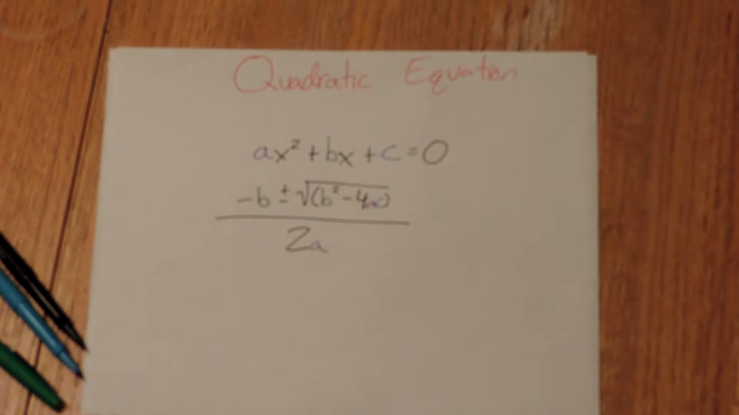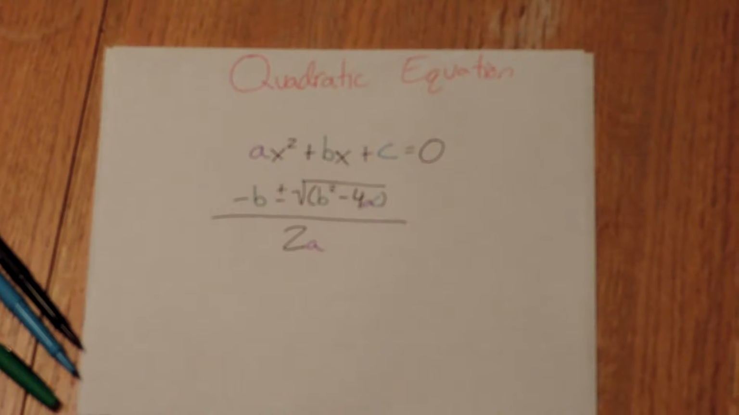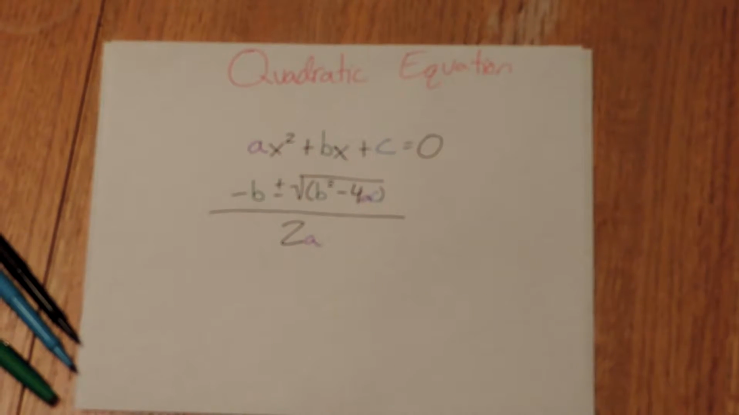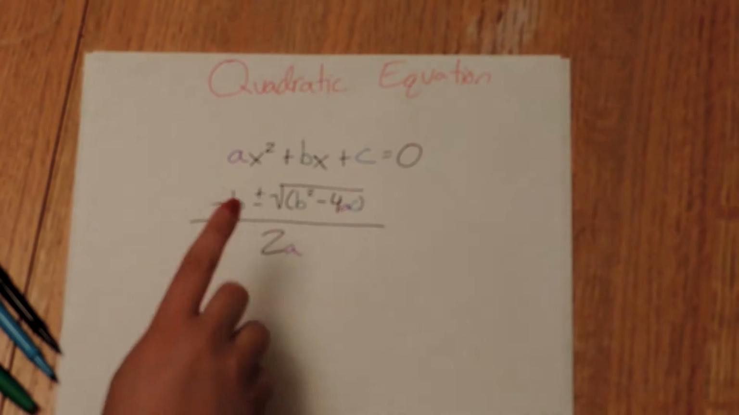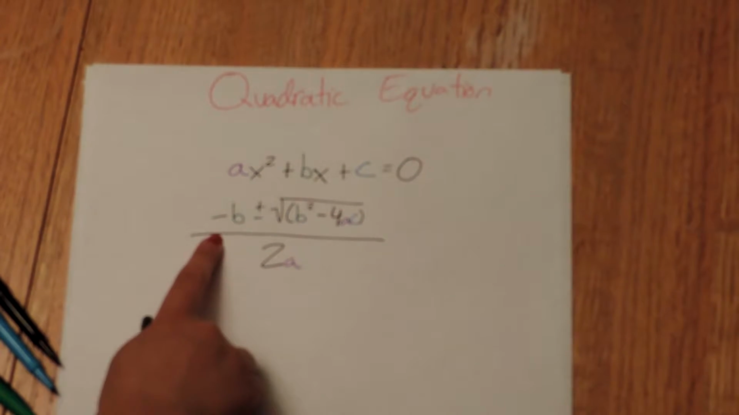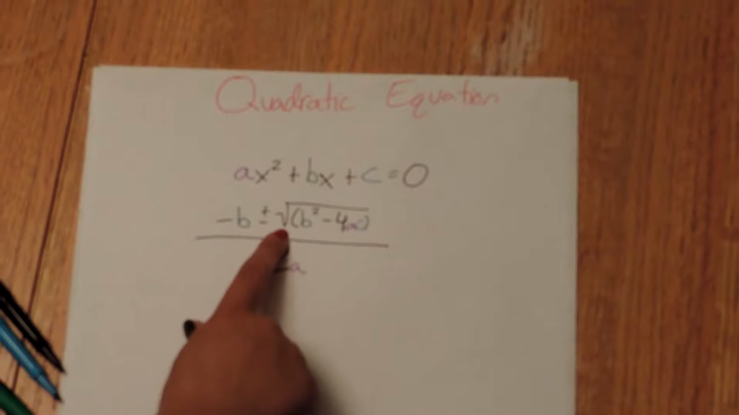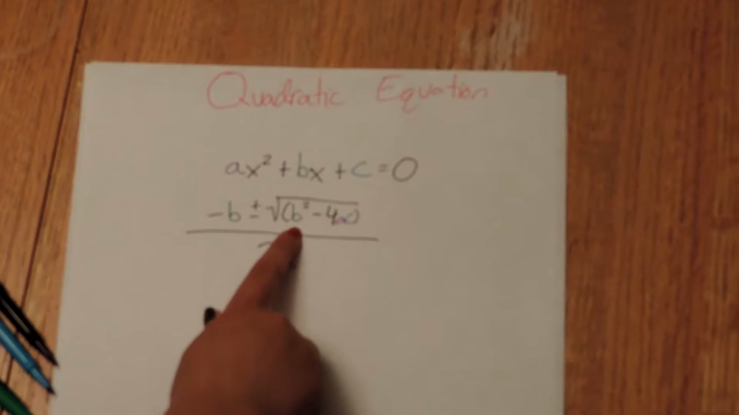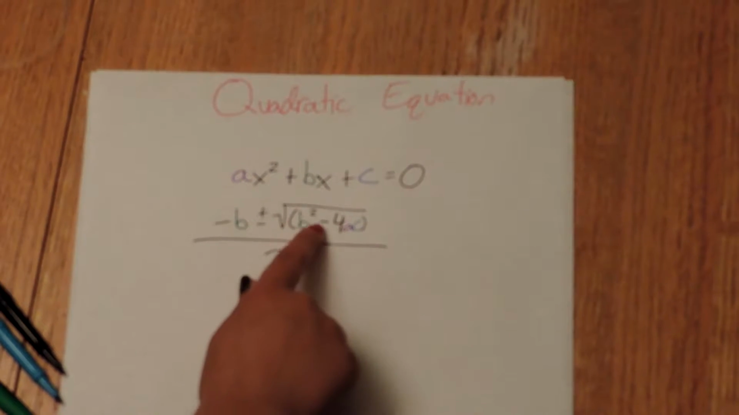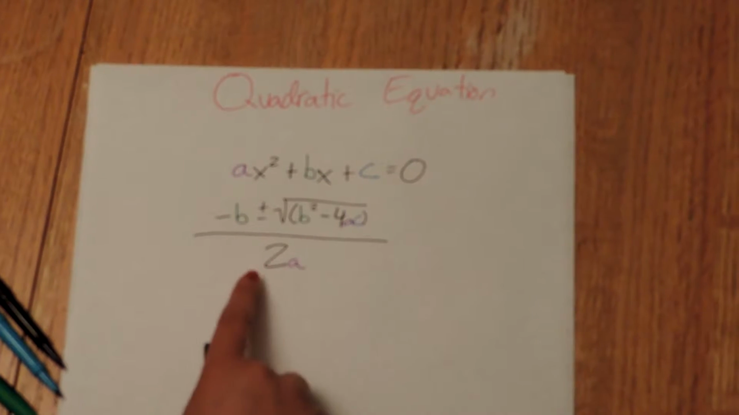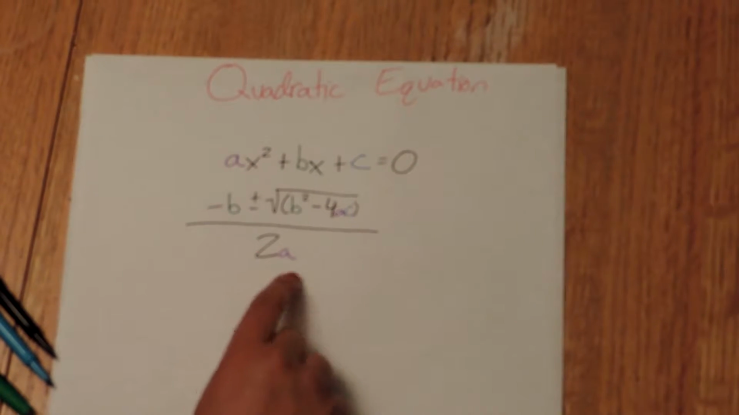So what I really want to teach you is the song of the quadratic equation. And it goes: negative b, plus or minus square root, b squared minus 4ac, all over 2a.